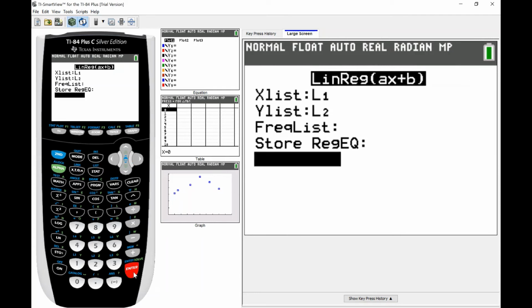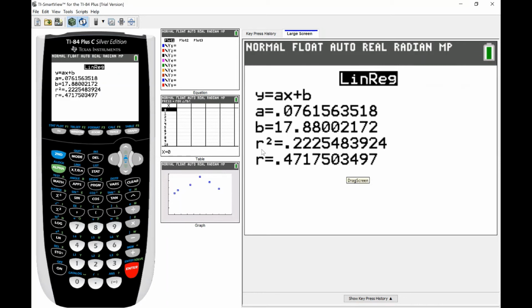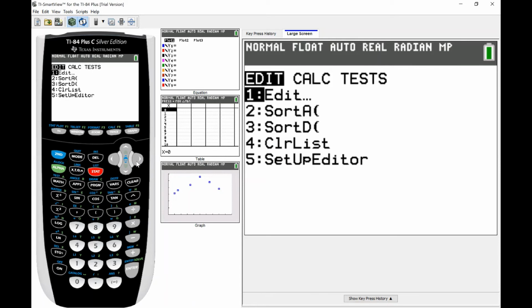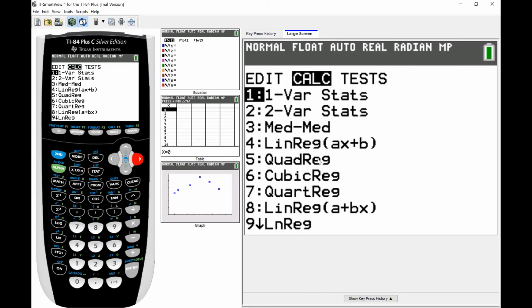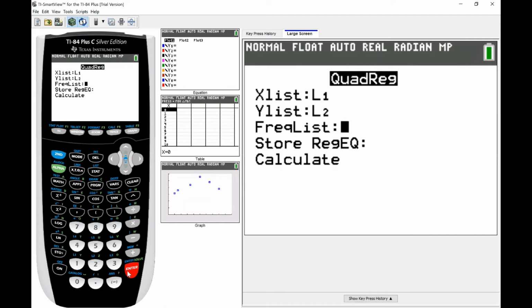And there's my equation for my linear regression. My r squared value is 0.22, which is a terrible value for r squared for an equation of best fit. I'm thinking this will not be our equation of best fit. Now let's do our quadratic regression. So stat, we'll go over to calc, go down to quad reg, that's number 5. Enter all the way down.